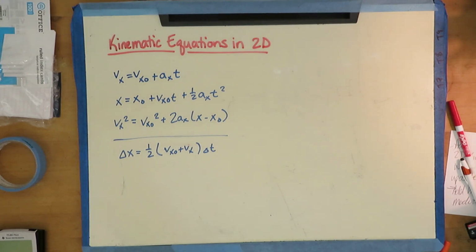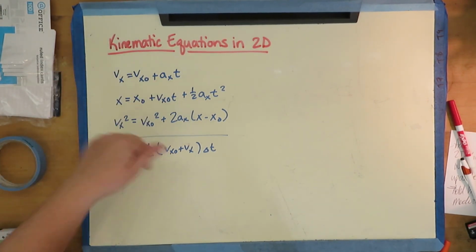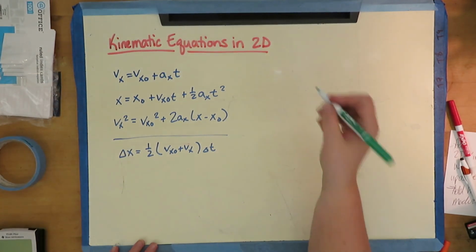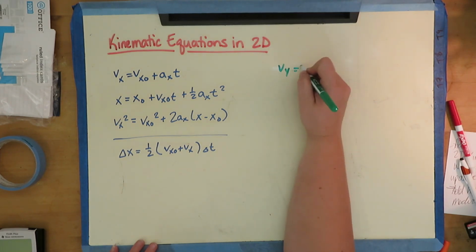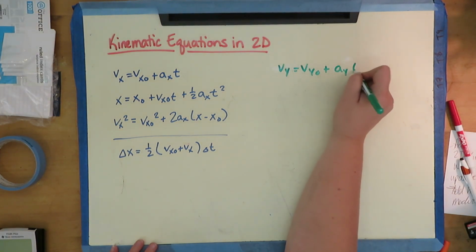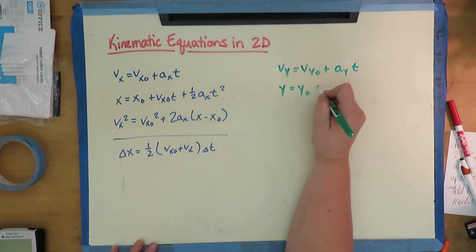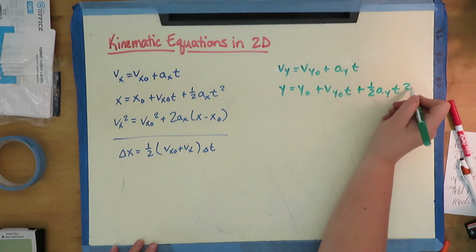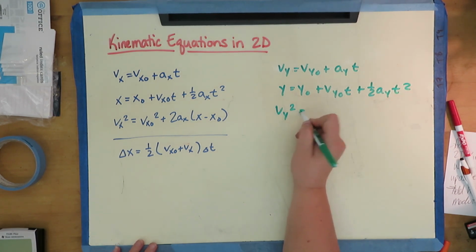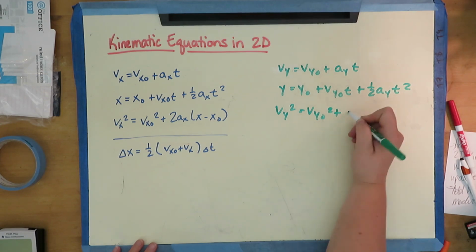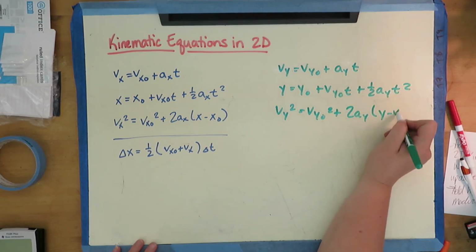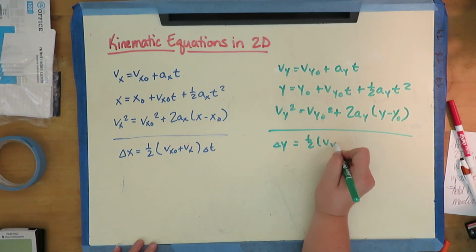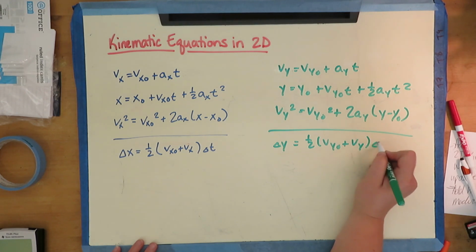Now, what's really cool about the way these are written is that everywhere you see an X, if I want these equations in Y, I just have to replace the X with Y. So I get Vy equals Vy0 plus Ay t. I get Y equals Y0 plus Vy0 t plus 1/2 Ay t squared. I get Vy squared equals Vy0 squared plus 2 Ay (y minus y0), and the last one, delta y equals 1/2 (Vy0 plus Vy) delta t.